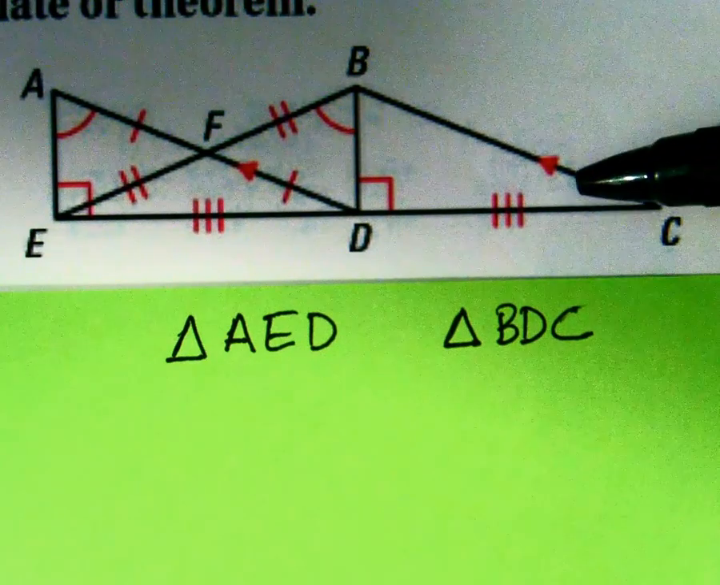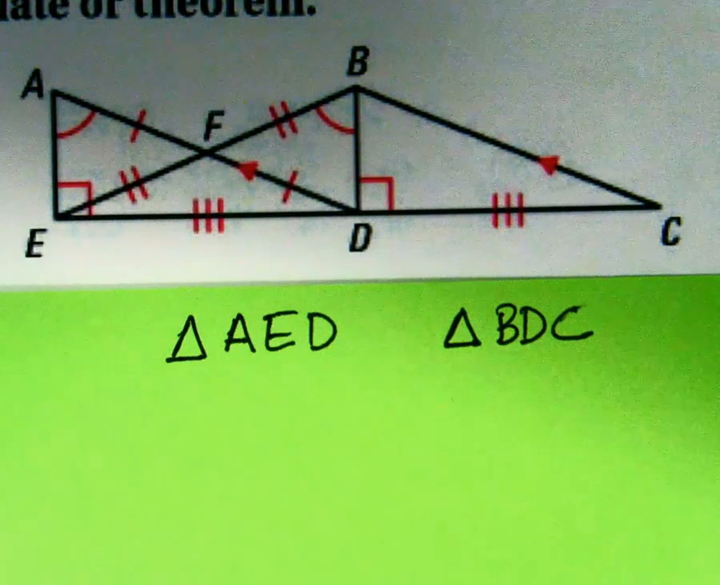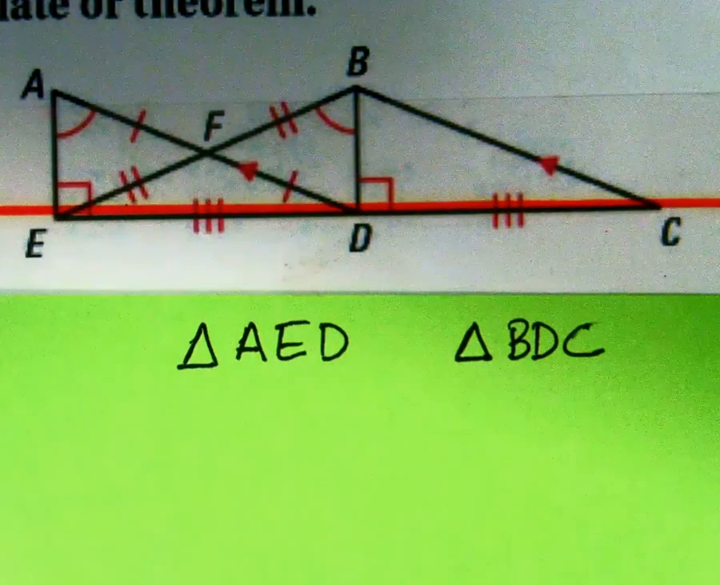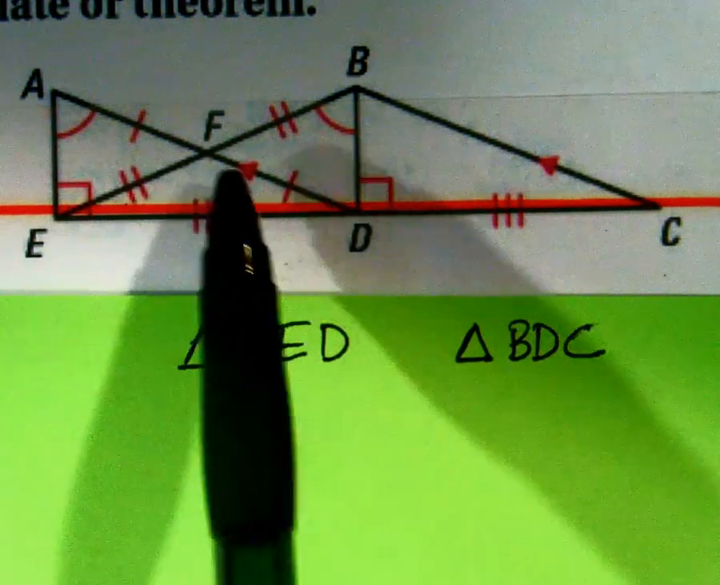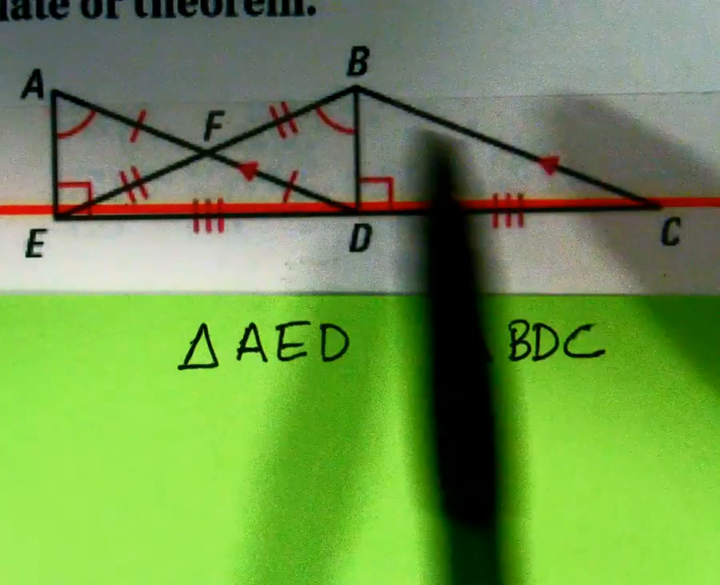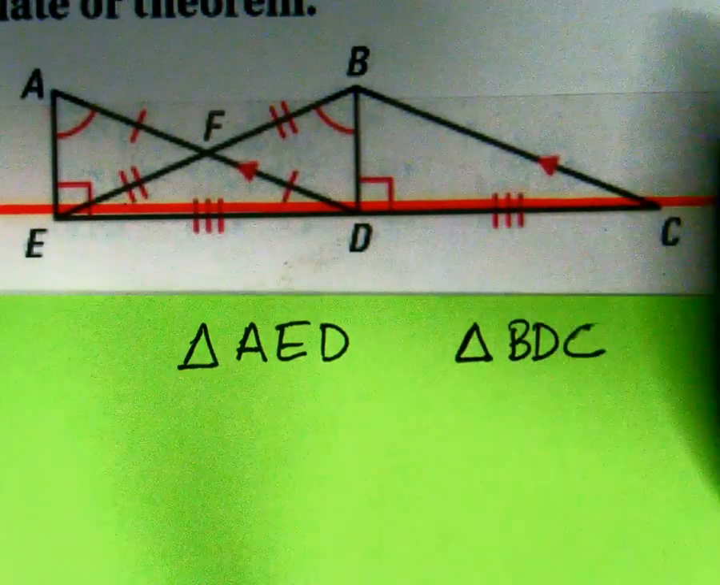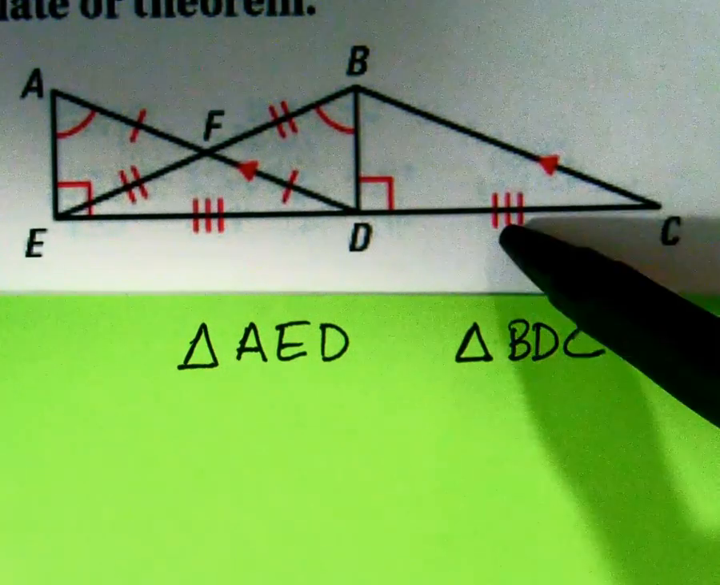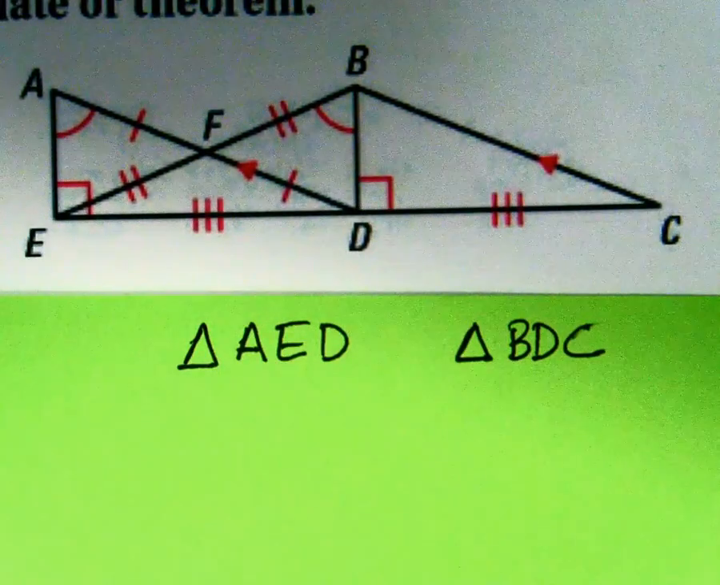Oh, look, these are parallel. That means this is a transversal of the parallel. And where there's a parallel and there's a transversal, there is, yes, corresponding angles. Right here, FDE and BCD are corresponding angles, so they are congruent. That gives us our other pair of angles that are congruent. So we have angle, side, angle. And so, yes, indeed, they are congruent.